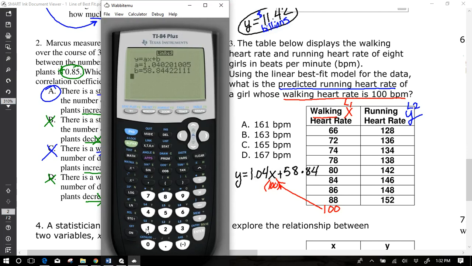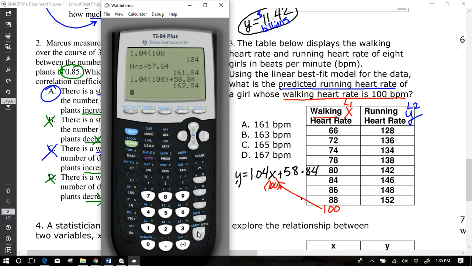So I'm just going to type 1.04 parenthesis 100. Whoops. Okay, so that's 104, and now I need to add 58.84. And I get 161.